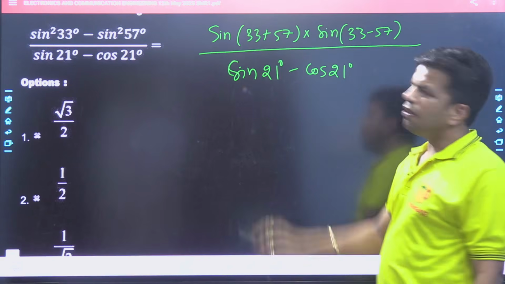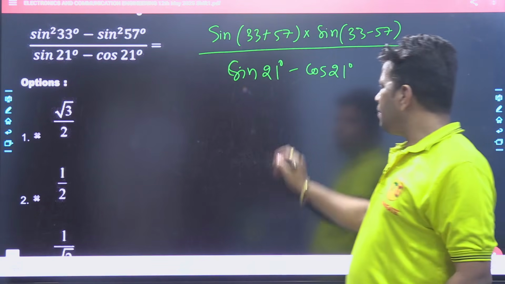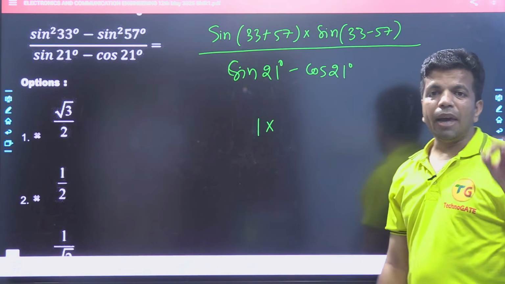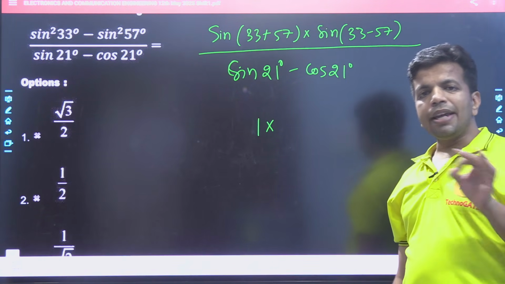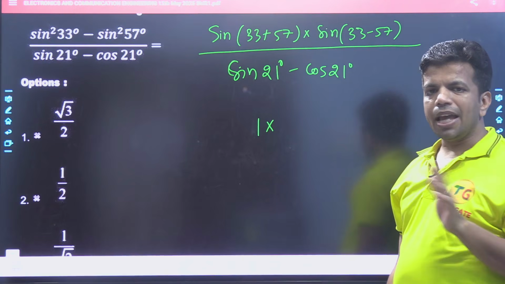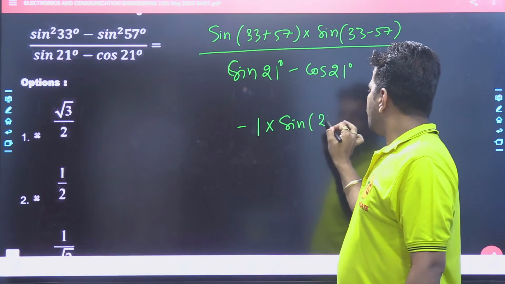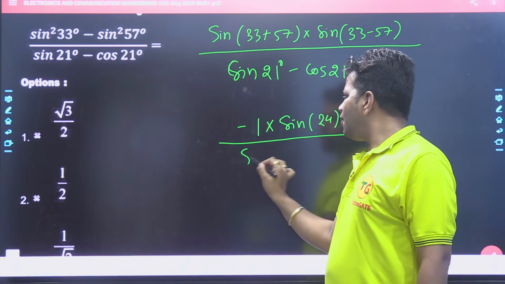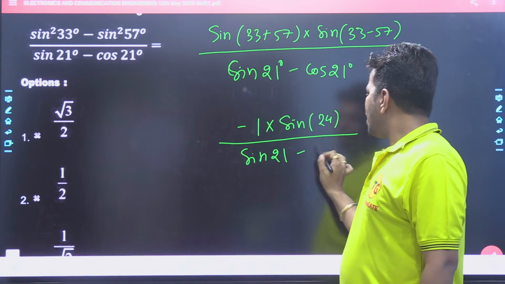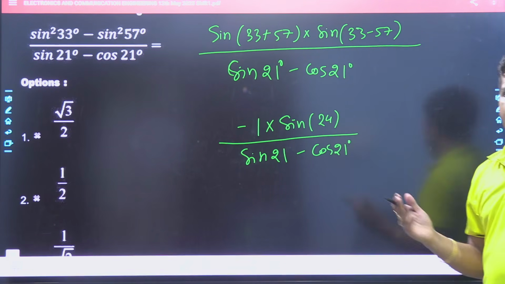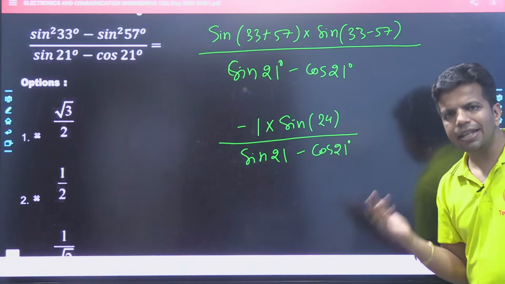Now 33 plus 57 becomes 90, and sin 90 degrees becomes 1. Then sin(33 minus 57) is sin(minus 24). Since sin(minus theta) becomes minus sin theta, we get minus sin 24 divided by sin 21 minus cos 21. We can simply find the values of sin 21 degrees and sin 24 degrees, put the values in, and easily get the answer.